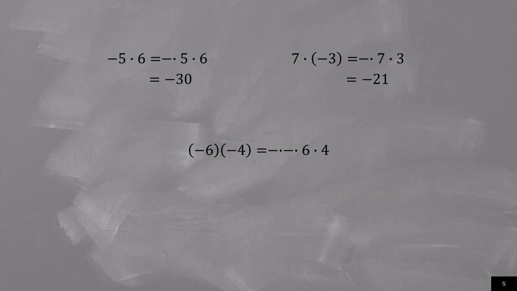Now, what about the numbers? Well, negatives are also a fancy way of saying the opposite. Negative 30 is really the opposite of 30. Negative 21 is the opposite of 21.